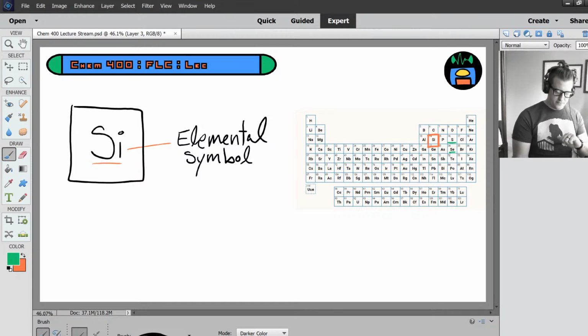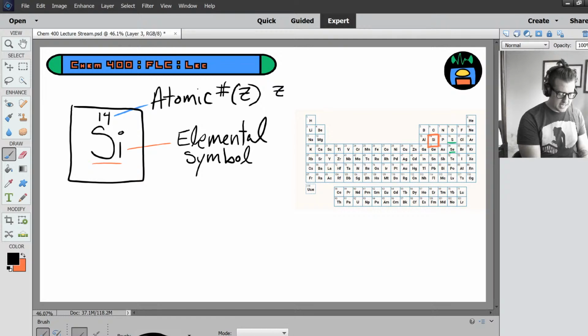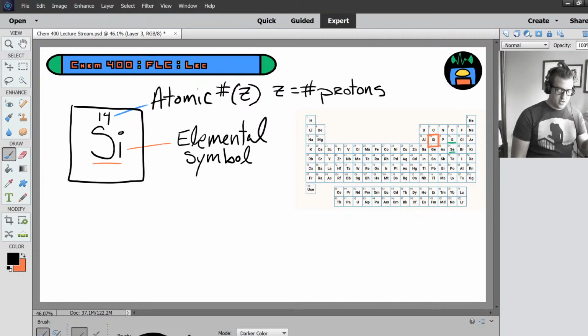Now, above the element on the periodic table is a number, and this right here is called the atomic number. All right, the atomic number takes a symbol of a capital Z, all right? And Z, that atomic number, equals the number of protons in that element's nucleus, all right?